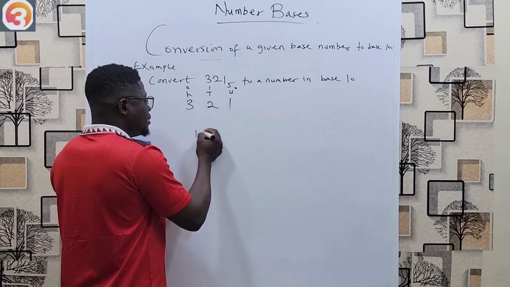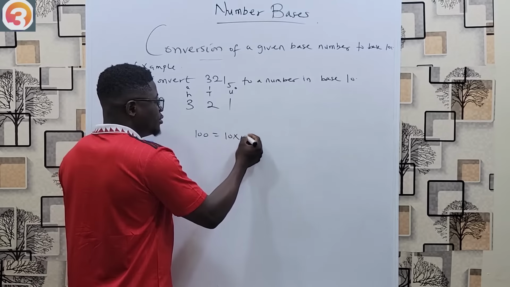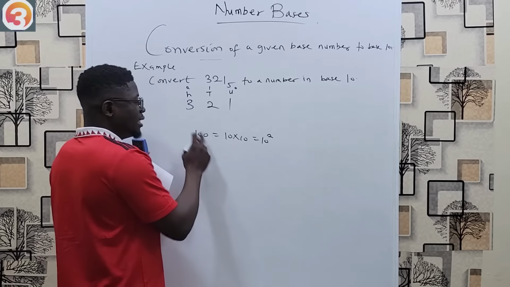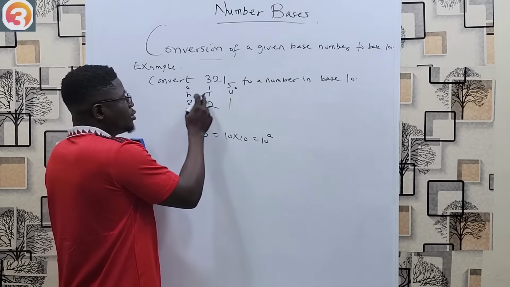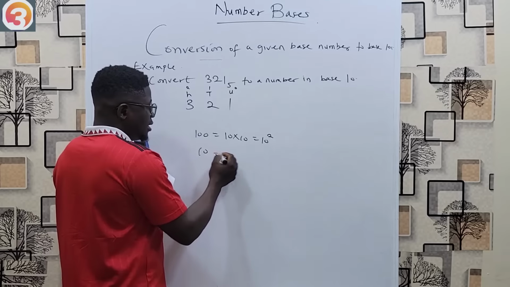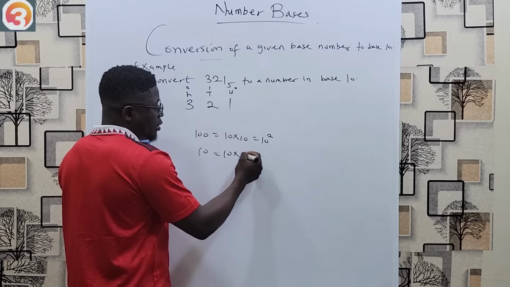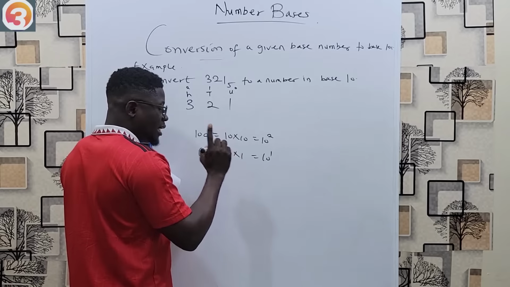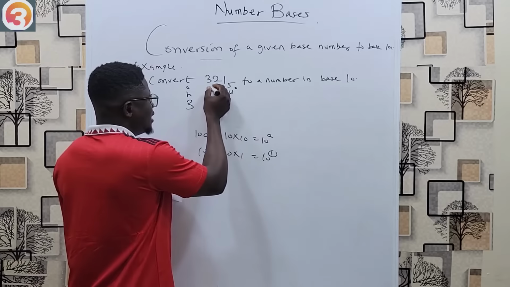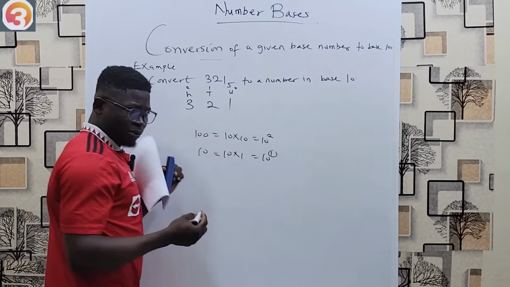Because 100 is 10 raised to power 2. 100 is what? 10 times 10, which is 10 raised to power 2. That's why I'm putting this power 2 here. Because it is 10 here, 10 is 10 times 1, that's 10 raised to power 1, 10 once. That's why 10 is there. So the unit is 0.